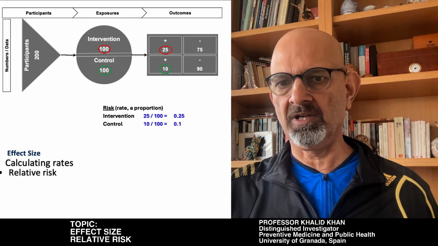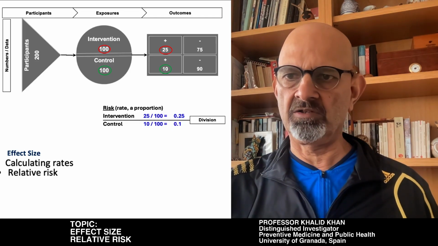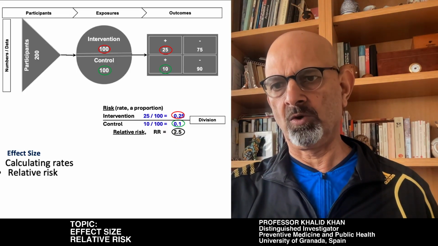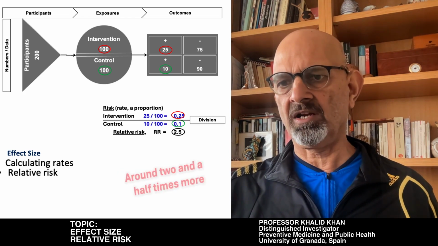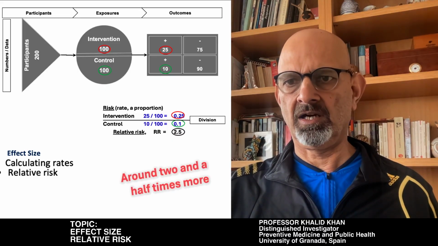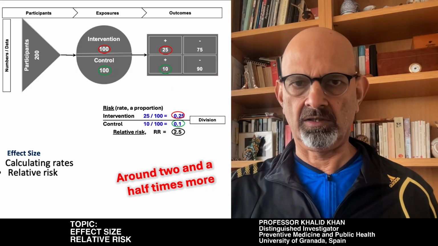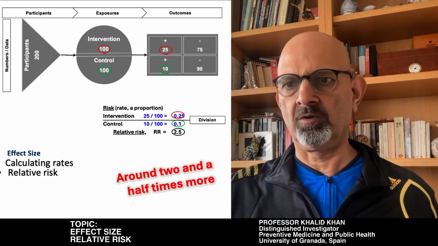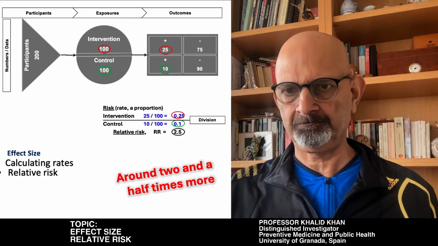To calculate the relative risk, we simply divide the intervention rate by the control rate, and this gives us a value of 2.5. What does this mean? It means that around 2.5 times more pregnancies occurred under the new treatment compared to the standard strategy. And this indicates that patients may be better off, subject to other forms of statistical testing on this calculated relative risk.